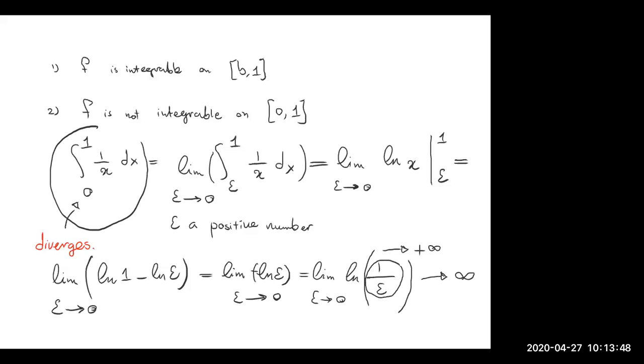And therefore, this function 1 over x is not integrable on the interval 0, 1. So although it's integrable on any interval of the form b to 1, where b is positive, it's not integrable on the whole interval 0 to 1. Now, okay, and that's the answer to the question.